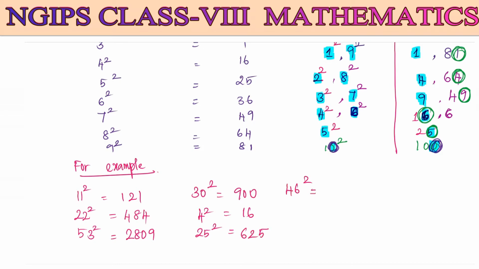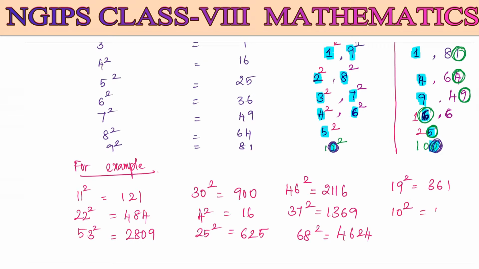46 square is equal to 2116. 37 square is equal to 1369. 68 square is equal to 4624, and 19 square is equal to 361. And 10 square is equal to 100, and 15 square is equal to 225.